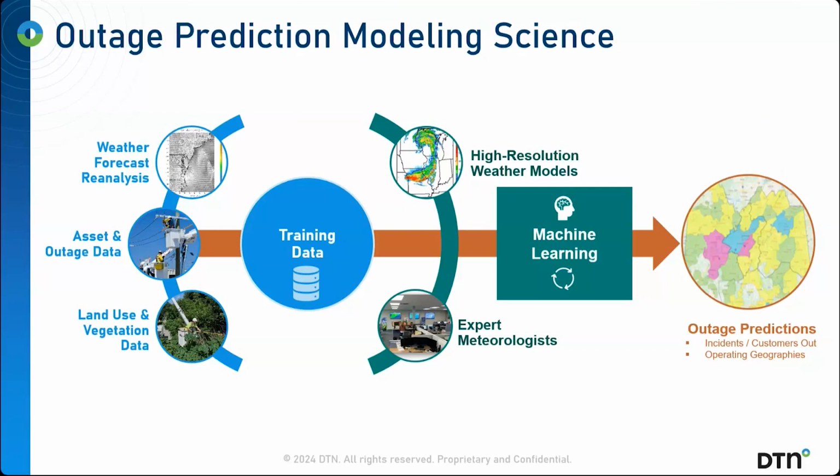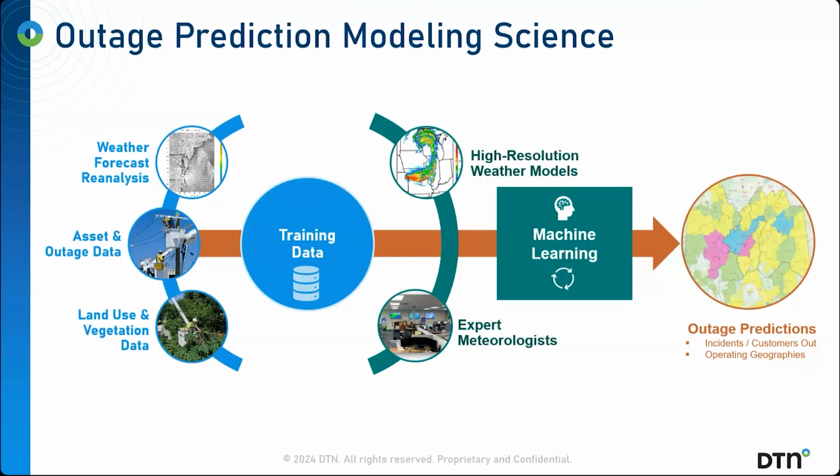DTN employs over 140 operational meteorologists, and we feel that when you bring together artificial intelligence and machine learning with an expert human in the loop, you get the best outcomes. So the meteorologist can be responsible for defining that significant weather impact window. They're responsible for defining what are the predominant environmental and weather factors that are going to contribute to outages, and they can establish that time window of most interest.